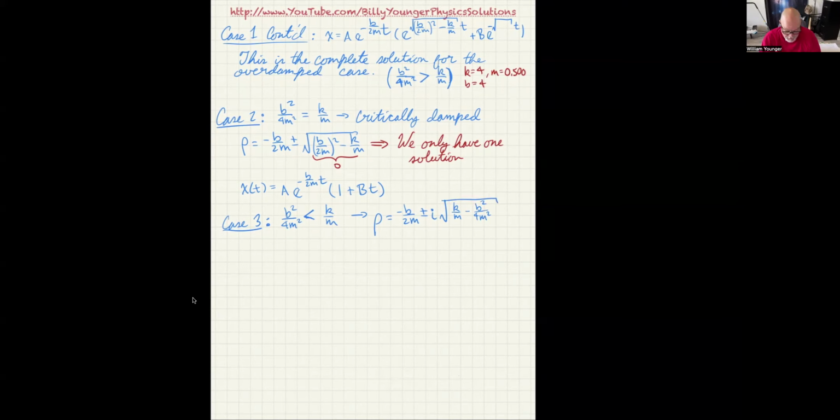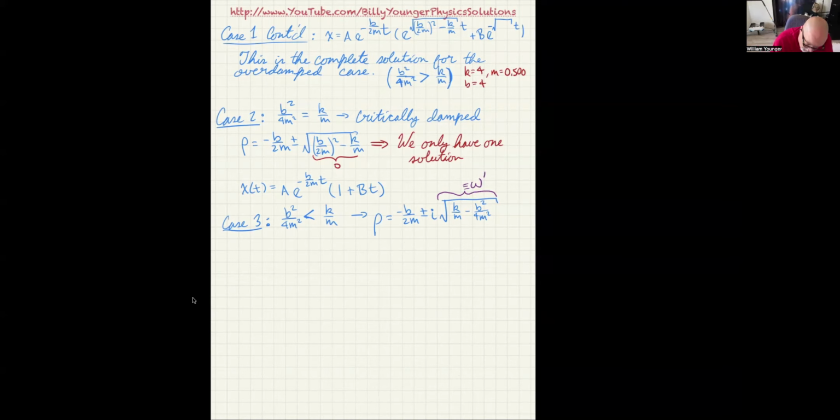as my rho value. And now I have, again, two linearly independent solutions, e to the i omega t and e to the negative i omega t. Again, there's a coefficient between the i and the t. It's that square root thing, which, by the way, we call omega prime. So I'm going to define this quantity as omega prime.